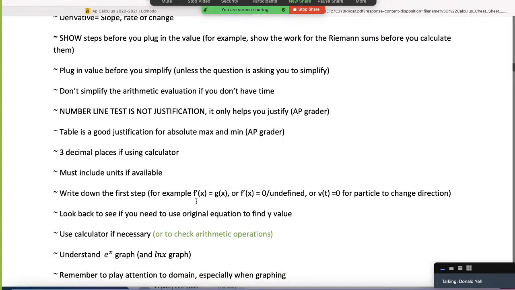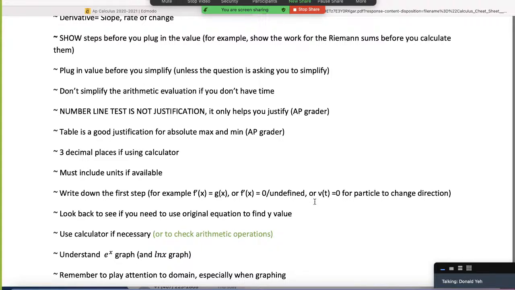Write down the first step. For example, f prime of x equal to g of x, f prime of x equal to 0 or undefined, v of t equal to 0. Just by writing that down, the FRQ is going to give you points. So please don't give up. Just write down something on each part, at least your first step, and you can go back and figure out whatever you need to do in that step. But write down the first step.